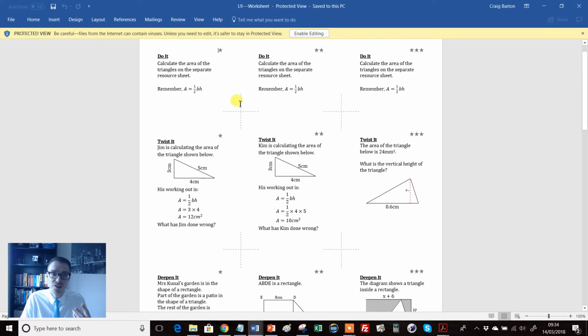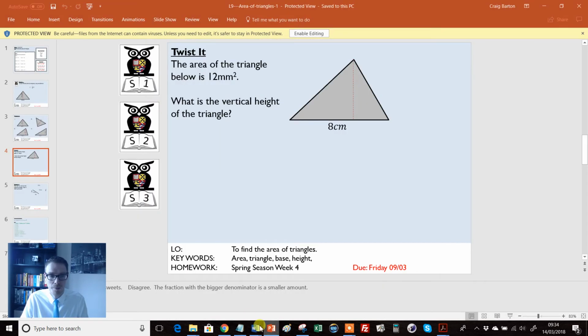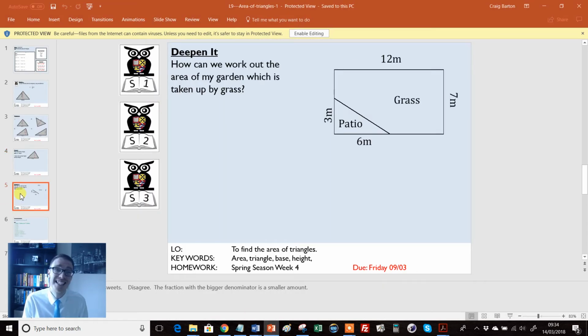So taking the skill that they've learned in the do it phase, can they apply that skill in the twist it phase to think a bit deeper about the particular topic? Love that. And I should say as well, all answers are included, which I'll show you in a minute. And then we get into the deepen it phase.